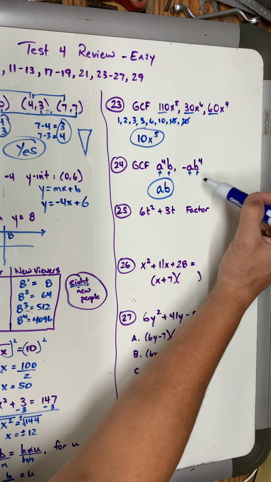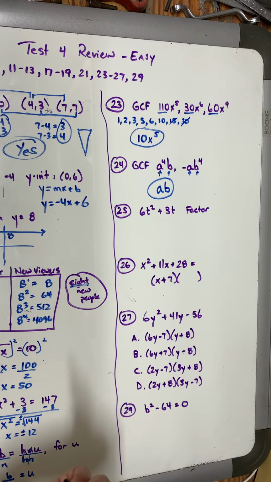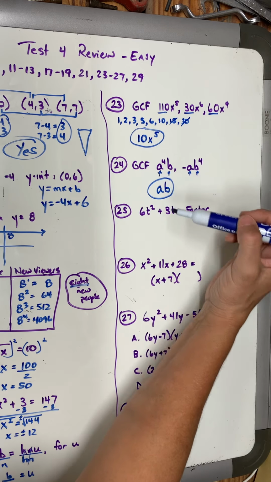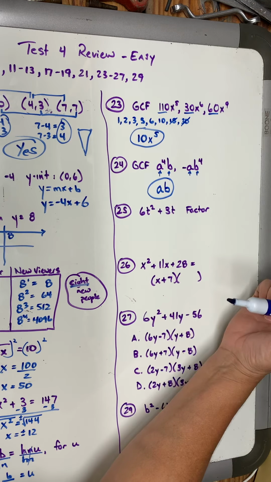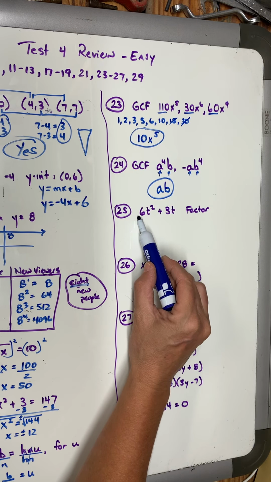A is the smallest of the A's, B is the smallest of the B's, and I would give them the positive. So we do this so that we can lead up to a problem like this. They want me to factor this. So I'm going to first find the GCF.